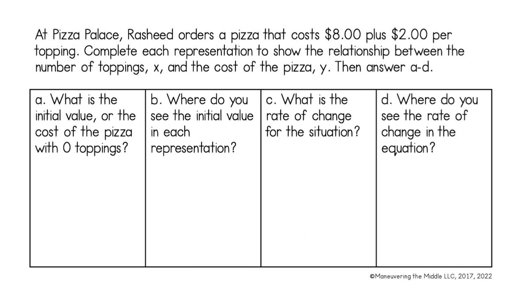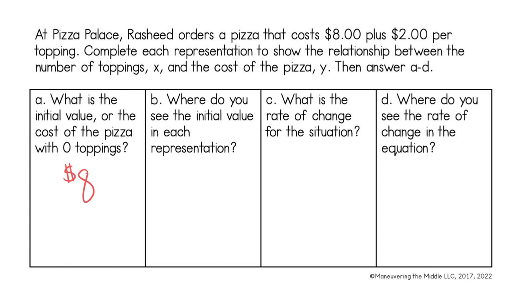All right, so now using that same problem, we're going to answer some questions. So what is the initial value or cost of the pizza with 0 toppings? You can look back at your graph, your table, or just the word problem. And the initial cost is $8. Regardless of how many toppings he gets, he has to pay that $8.